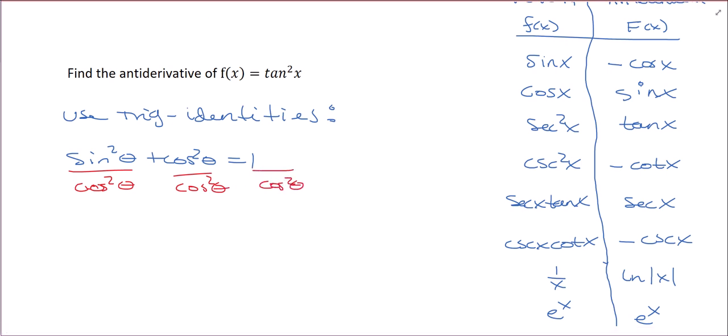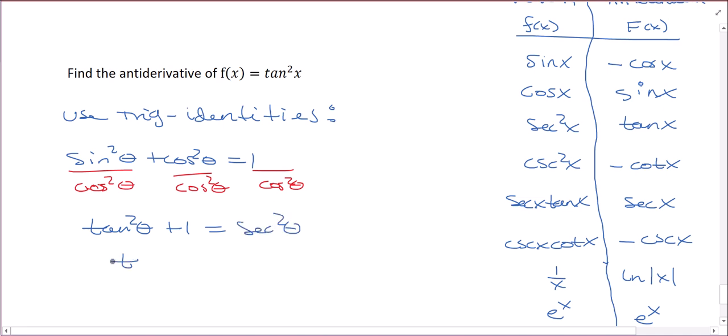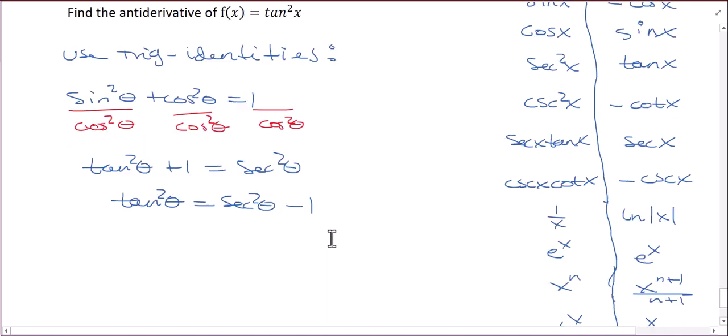So when you divide everything by cosine square, you get tangent square, which is what I want. Cosine square over cosine square is 1, and 1 over cosine square is secant square. So that means that tangent square theta is secant square theta minus 1. If you remember it, great, that saves you some time.